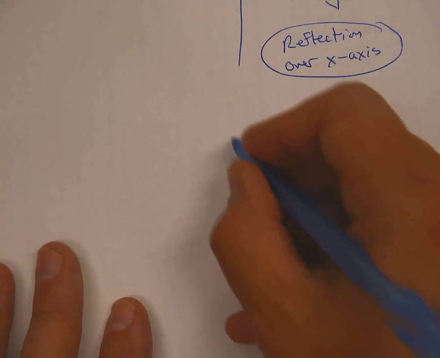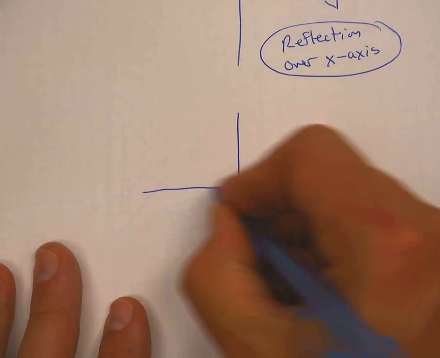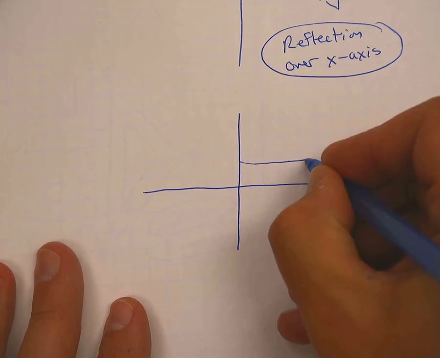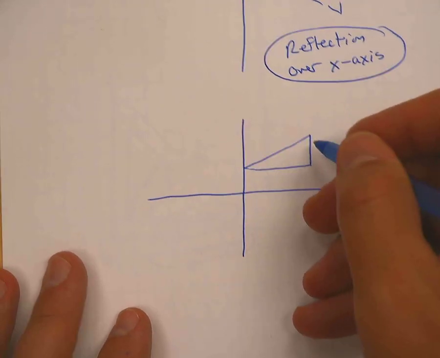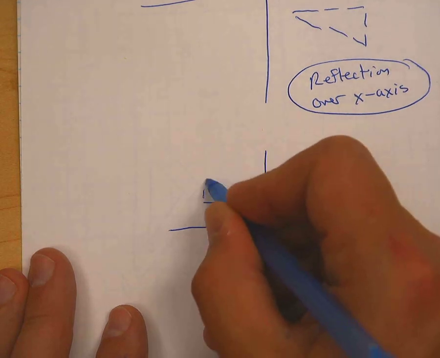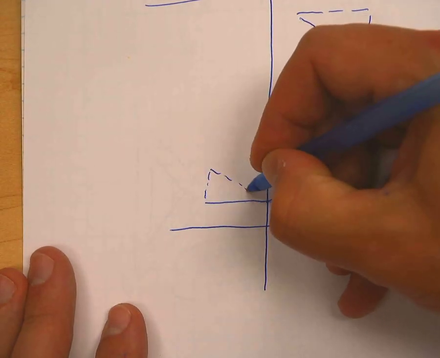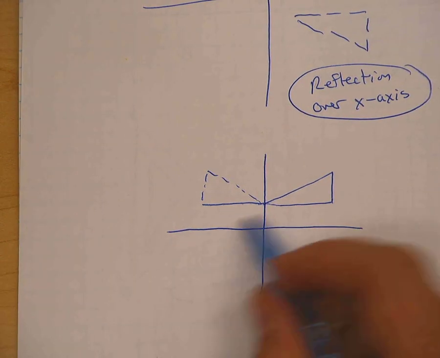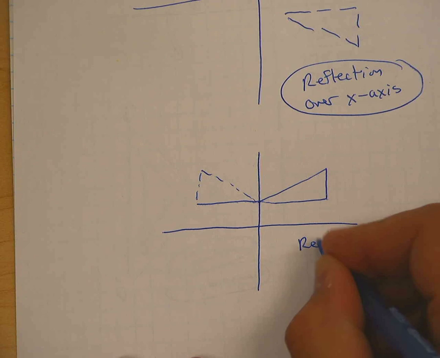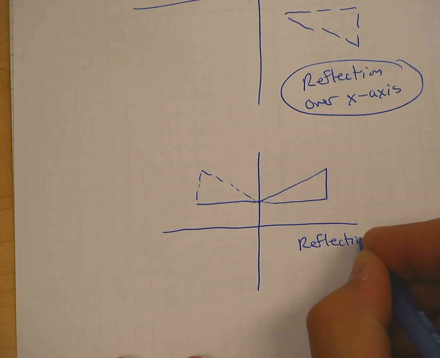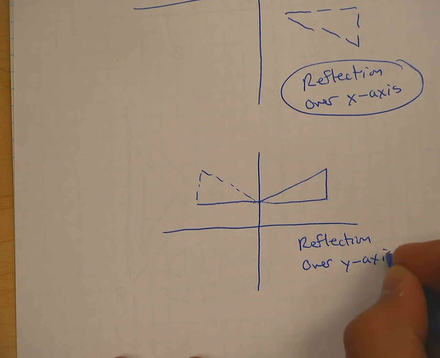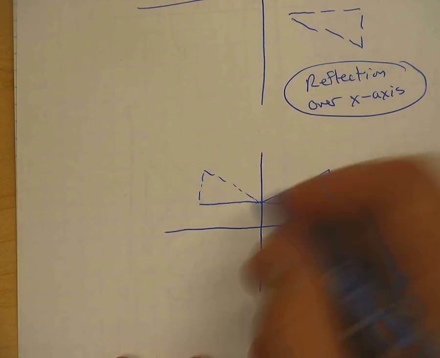All right, let's try another one. Again, these are just rough sketches, so you don't have to be perfect. Let's try and make this dotted. Okay, how about this one? Well, this one is a reflection over the y-axis, right? This is flipping over the y-axis right here.